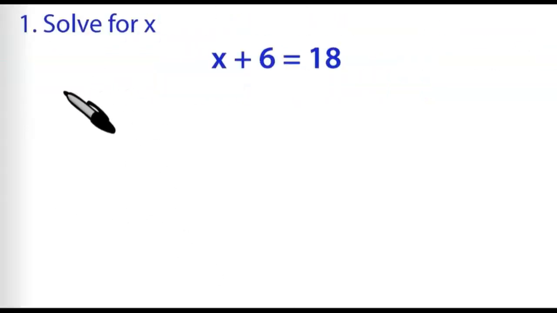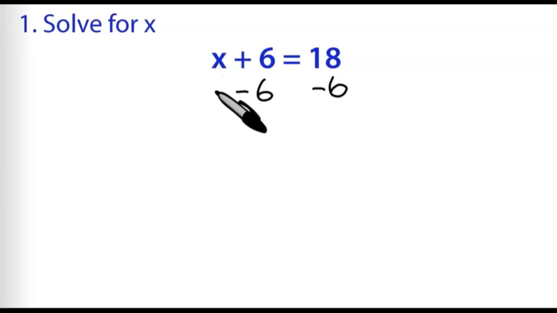Our first problem is solve for x. X plus 6 equals 18. So to solve for x, we need to get x all by itself on one side of the equal sign. But right now, 6 is being added to it. So to undo addition, we need to use subtraction. So we'll subtract 6 from both sides. And doing the subtraction to both sides will keep our equation in balance.